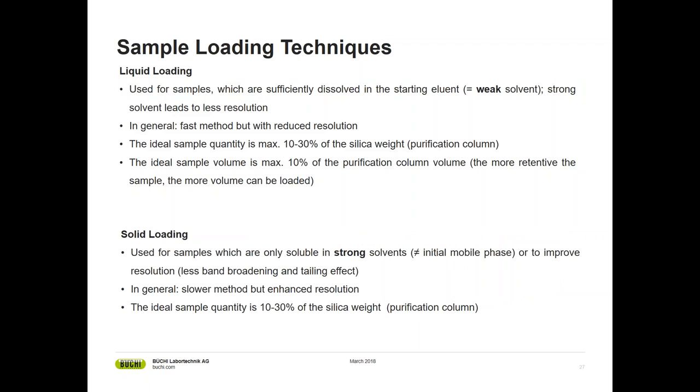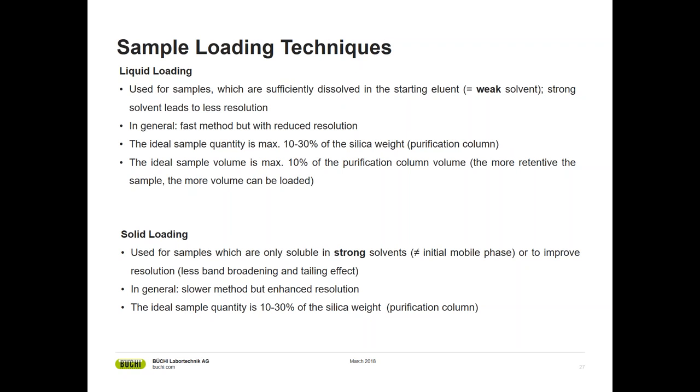Now, which technique is used when and why? Liquid loading is used for samples which are sufficiently dissolved in the starting eluent. In general, this is a very fast method, but if you compare it with solid loading, with a reduced resolution. The ideal sample quantity is around 10 to 30% of the silica weight and the ideal sample volume around 10% of the purification volume. But this strongly depends on your sample. So for example, how retentive is the sample on your stationary phase.